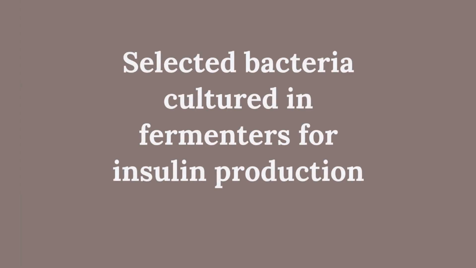Selected bacteria are transferred to industrial fermenters for large-scale production. Fermenters provide controlled temperature, optimal pH, and adequate oxygen. Nutrient supply and sterile conditions are maintained. Bacteria multiply rapidly, producing large quantities of insulin protein. Culturing is vital for mass production.